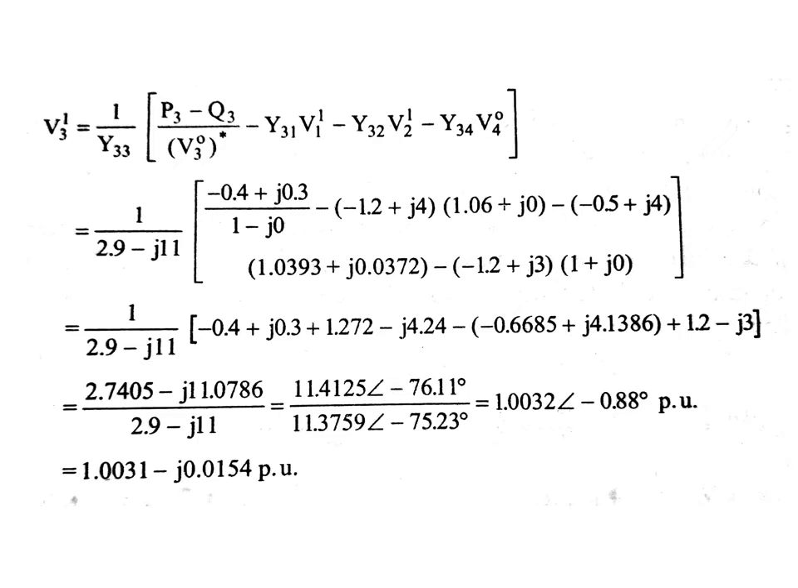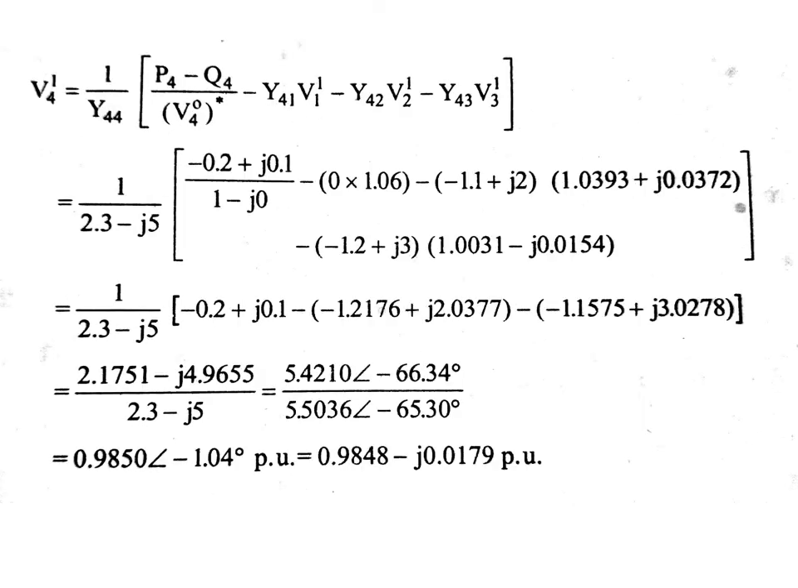the values of V3 of 1, that is voltage of third bus for the first iteration, as 1.0031 minus j0.0154 per unit, and the value of V4 of 1, that is the voltage of bus 4 in the first iteration, as 0.985 angle minus 1.04 per unit.